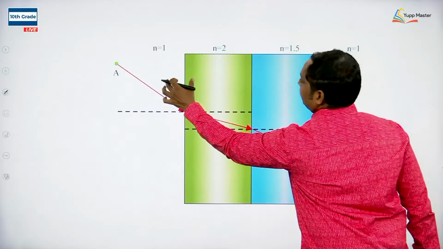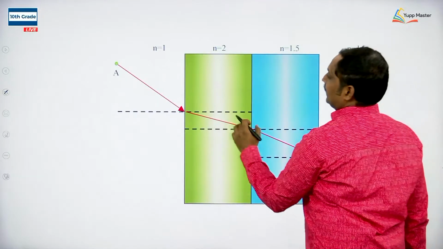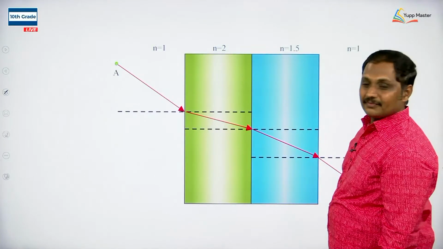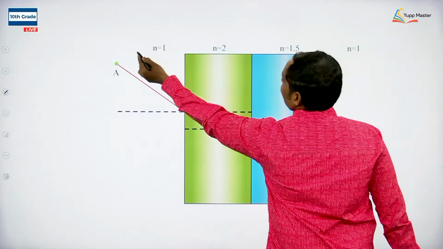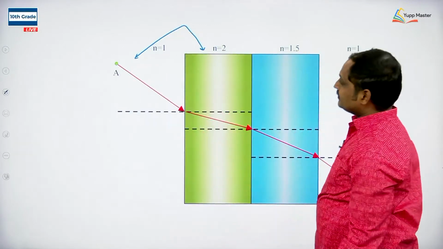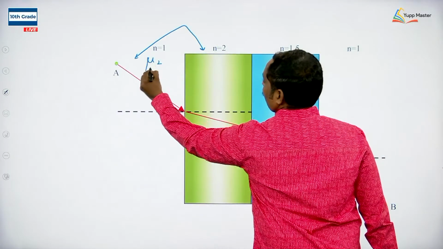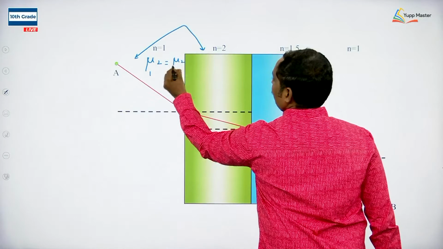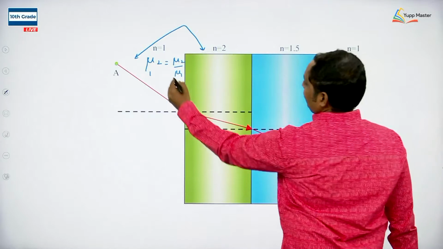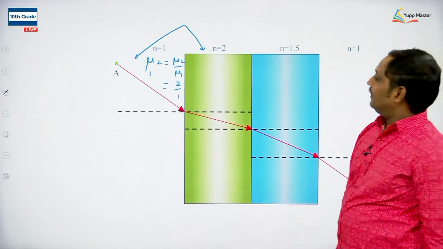When you take these two, the refractive index of the second medium with respect to the first medium, it is easily identified. Please take that. You are all going to take these two, that is mu 2 1 is equal to mu 2 by mu 1, that is 2 by 1. Easily identify that.